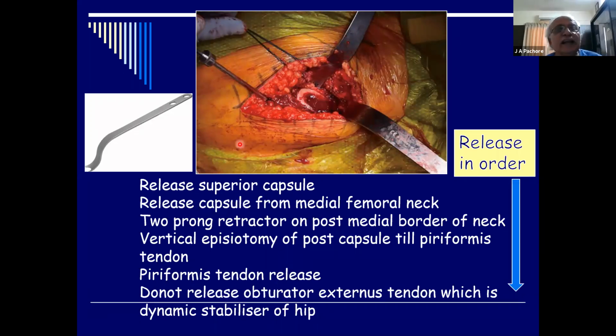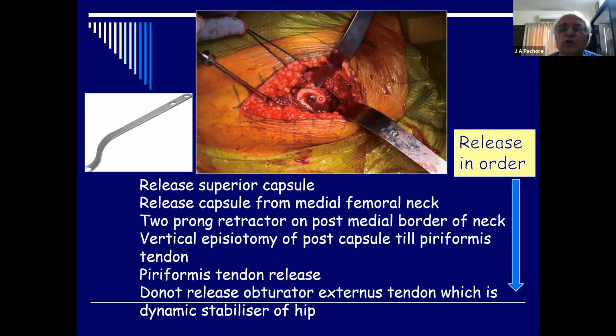Then you take this, called a double prong retractor. This is a very sharp double prong. Put that retractor there and lift the femur. If it comes out from the wound, you don't need to do anything. Now suppose you are not able to deliver the neck outside the wound, even partly.